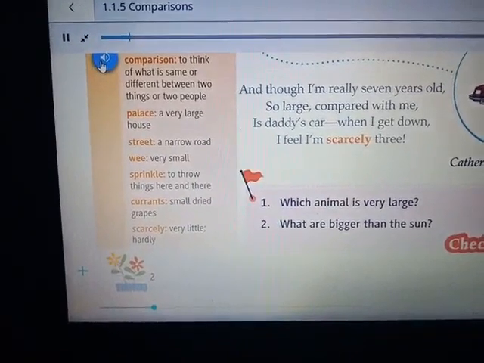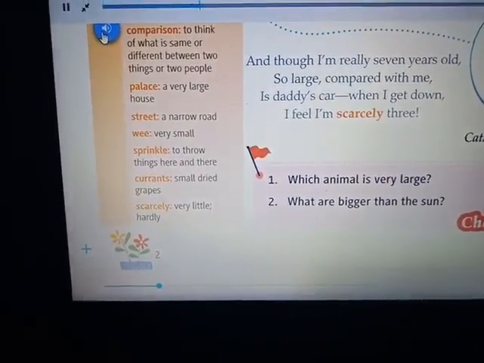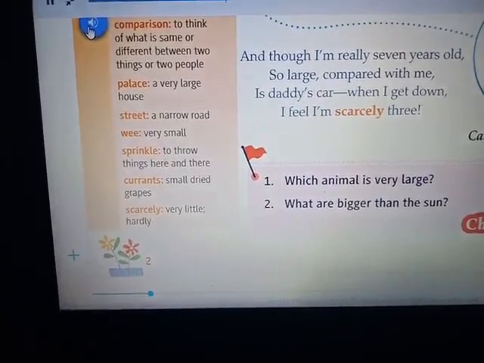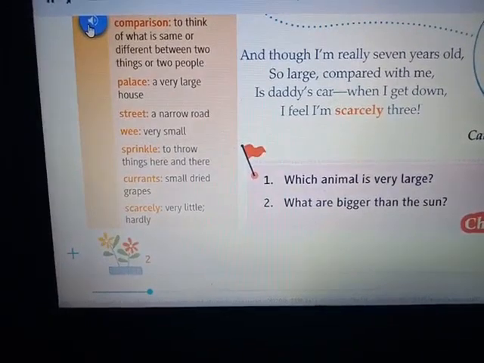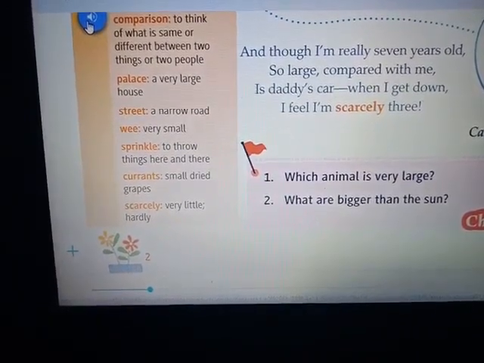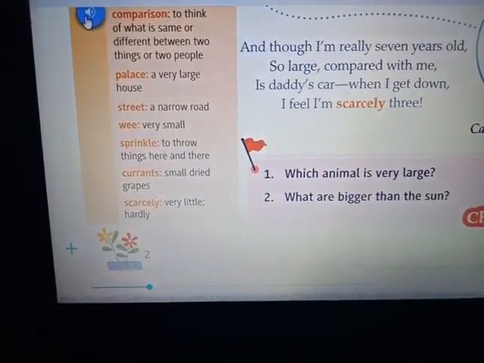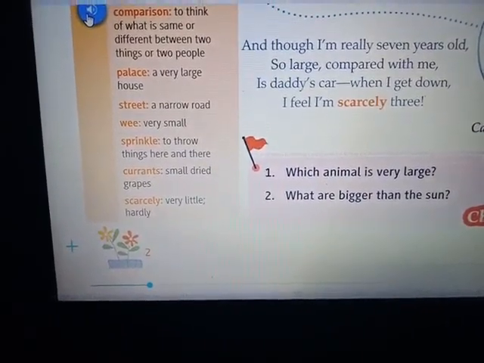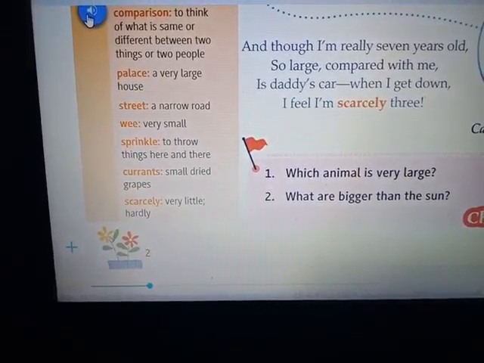Comparison. To think of what is same or different between two things or two people. Palace. A very large house. Street. A narrow road. We. Very small. Sprinkle. To throw things here and there. Currants. Small dried grapes. Scarcely. Very little. Hardly.